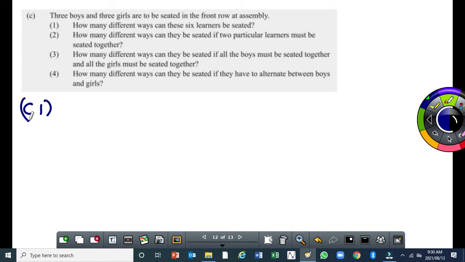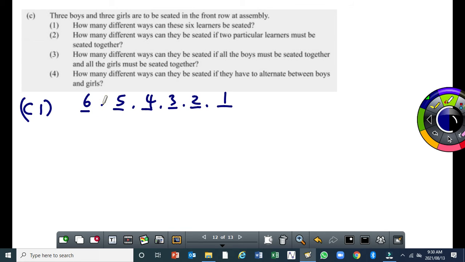So we have 3 boys, 3 girls. For now, we don't worry about the gender. They can sit in any order. So we have got 1, 2, 3, 4, 5, 6. You can have any one of the 6 here, then once the person sits there, someone can sit there. There will be 5 left, then 4, 3, 2, and then 1.